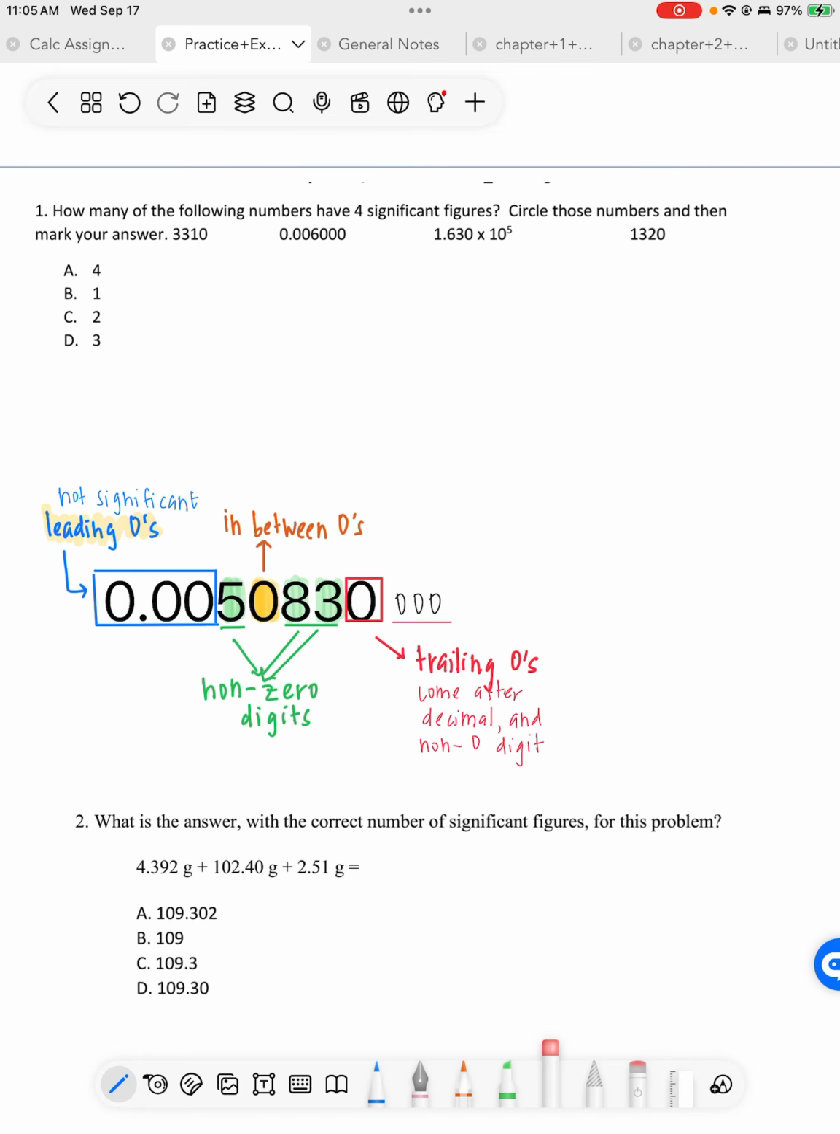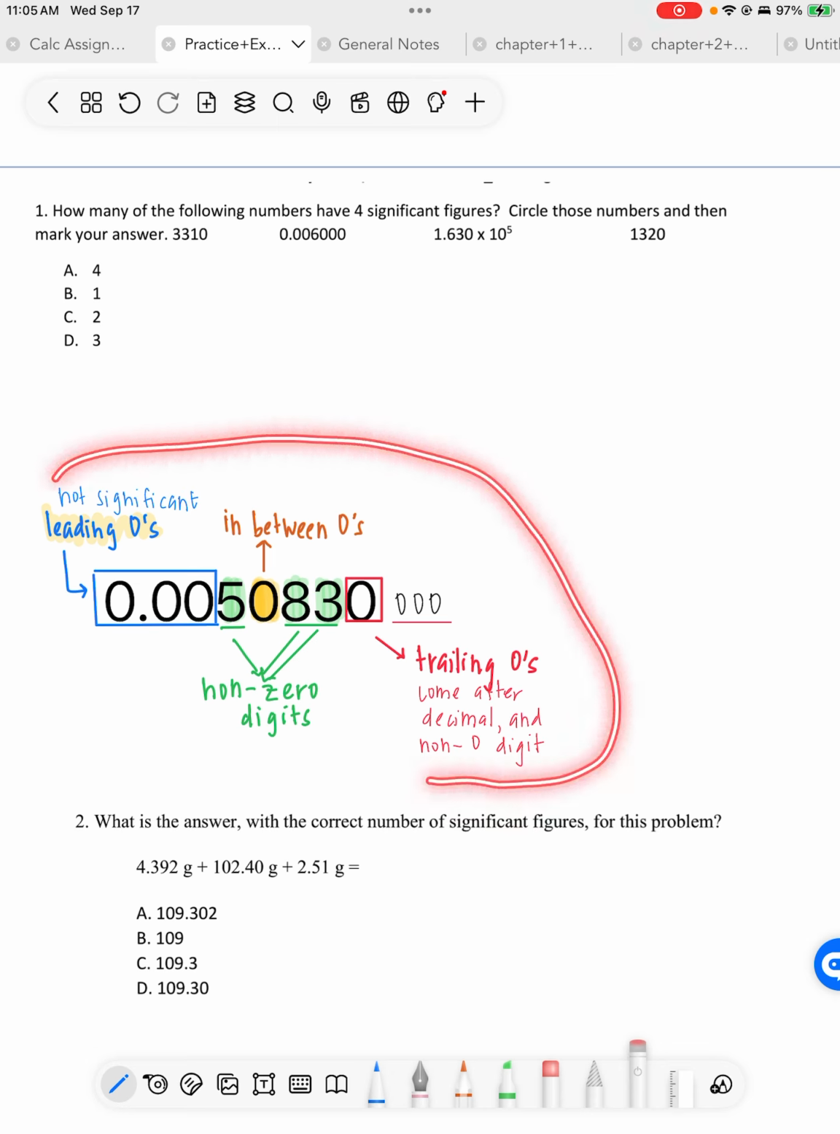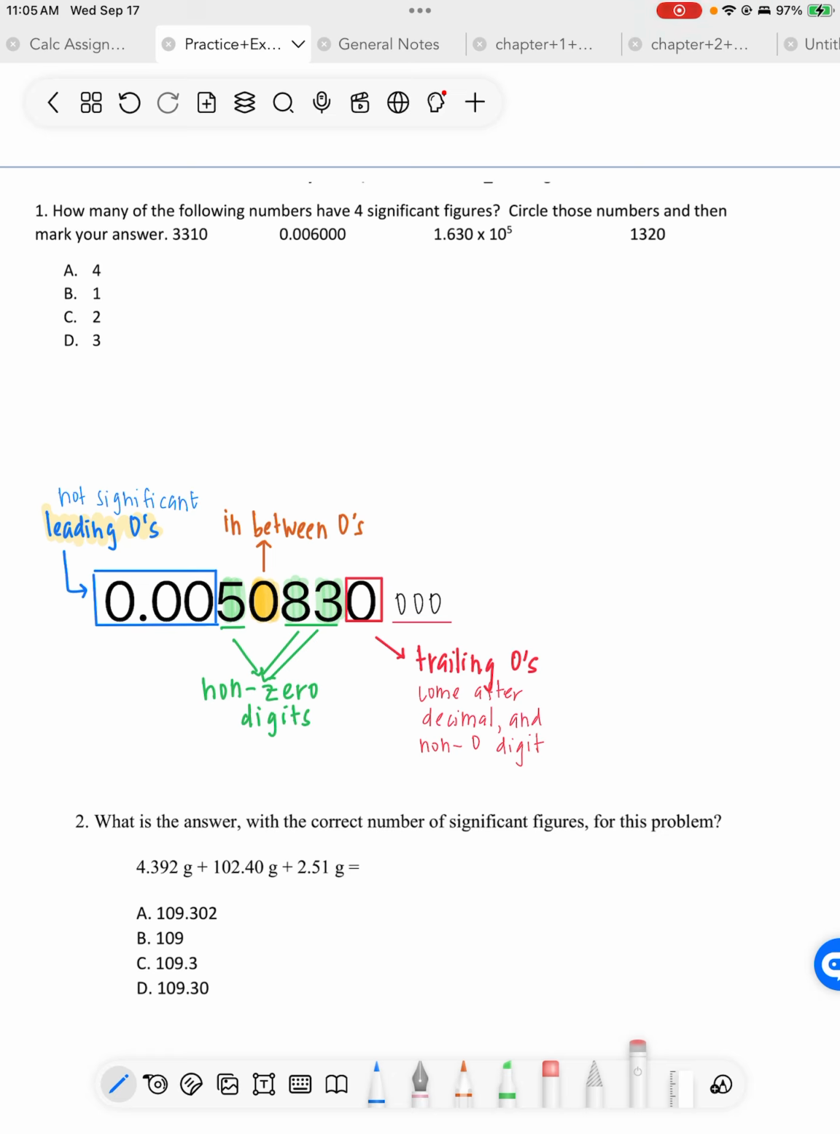So down here I've put in the little map that I used in the other videos to decide how many significant figures something has, and what is significant and not significant. For example, our leading zeros are not significant, meaning these zeros have no non-zero digit in front of them. Those are leading zeros, they're not significant. But remember that they are important. And then we have our in-between zeros, which are significant, and our trailing zeros that come after a non-zero digit that are significant.